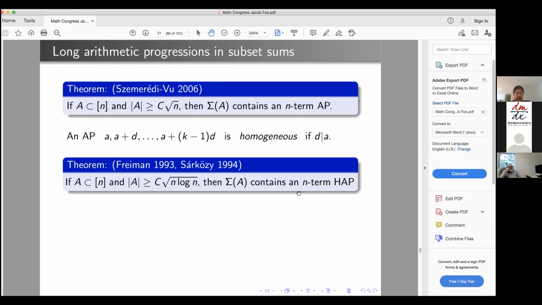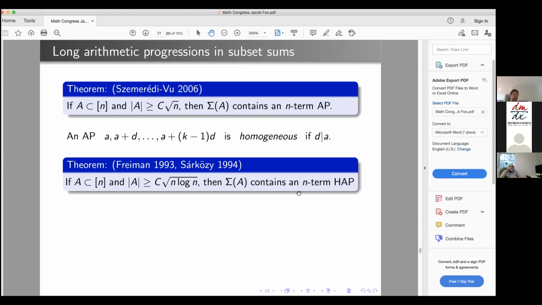There was almost a strengthening of this result, which allows you to get something called a homogeneous arithmetic progression, which is an even stronger property. An arithmetic progression is homogeneous if the common difference divides the first term. Freiman and Sarkozy proved that if you have a subset of 1 to n that contains at least a constant times root n log n, then sigma of A contains an n-term homogeneous arithmetic progression. And so there was still this logarithmic factor.